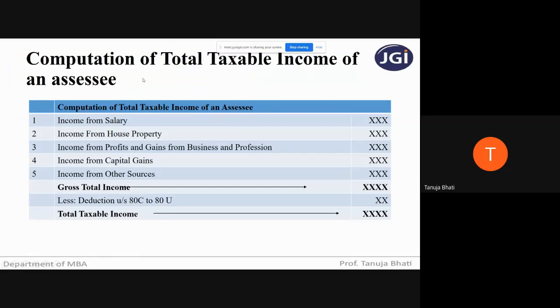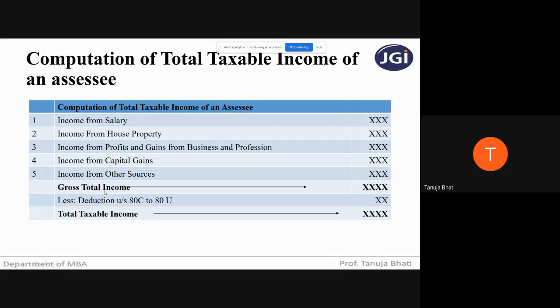So how do we compute the total taxable income of an assessee? First, we need to understand that we have already seen how to compute income from salary separately. Income from house property, you only have the theory part. So we have not covered this, but whatever income you get from house property, you have to add it here. Income from profits and gains from business and profession, we have seen how to compute. Income from capital gains, we have seen how to compute. Income from other sources, you only had theory. So when we add the income from all the 5 heads, we get the gross total income.